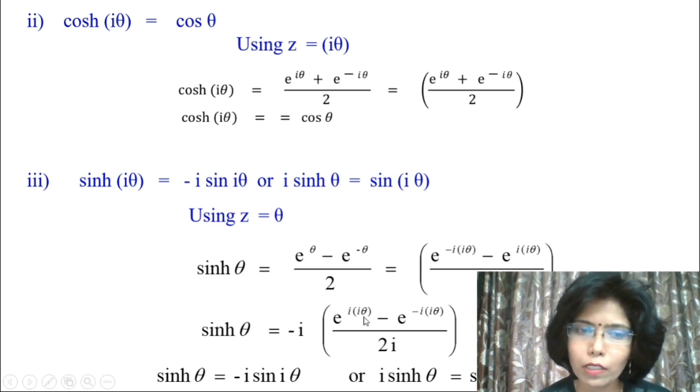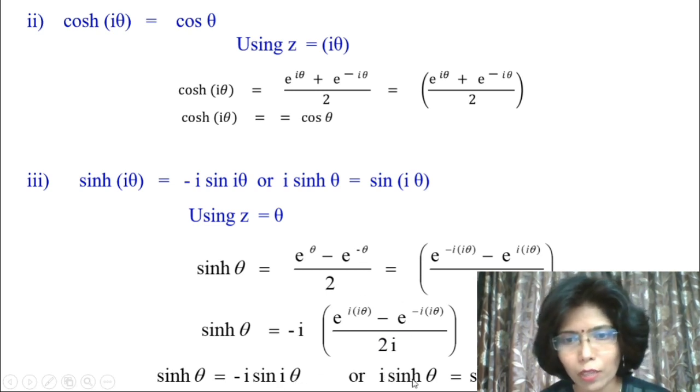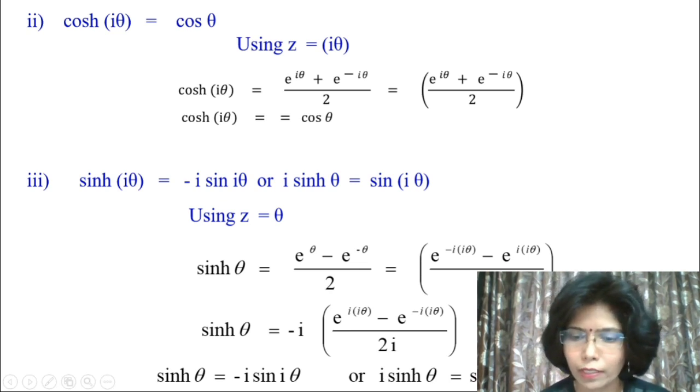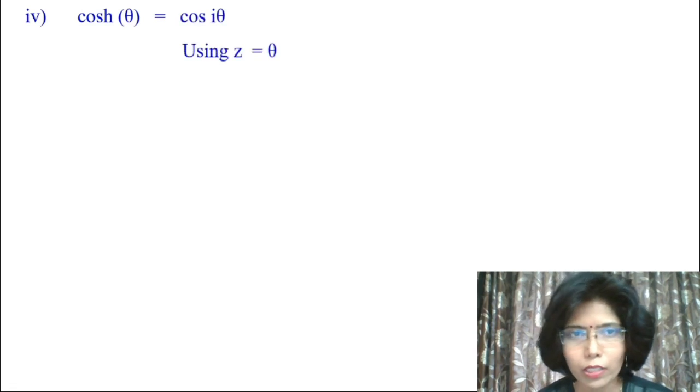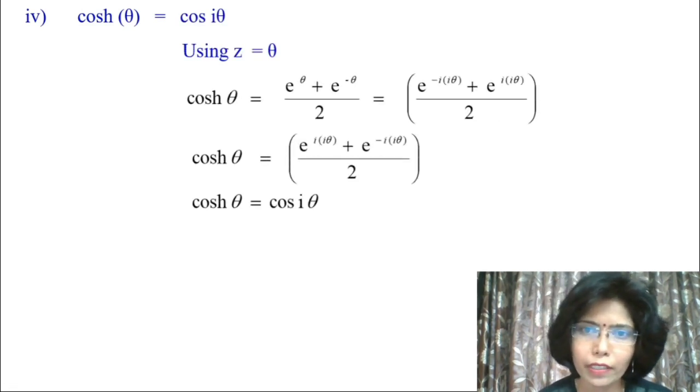So this expression will be sin of theta is equal to minus i times sin of i theta. Or we can write i times sin of theta is equal to sin of i theta. Friends, you have to pay attention on each and every step. Then you will get it easily.